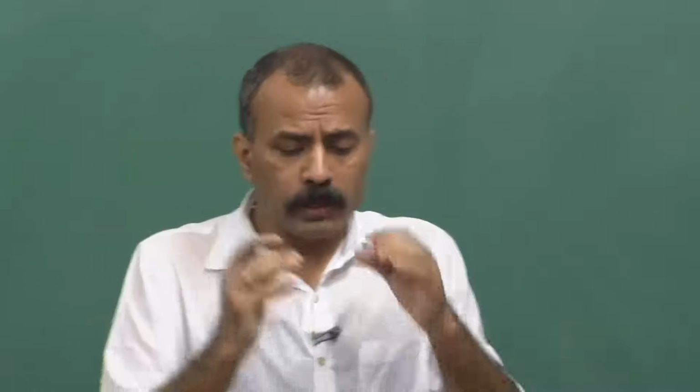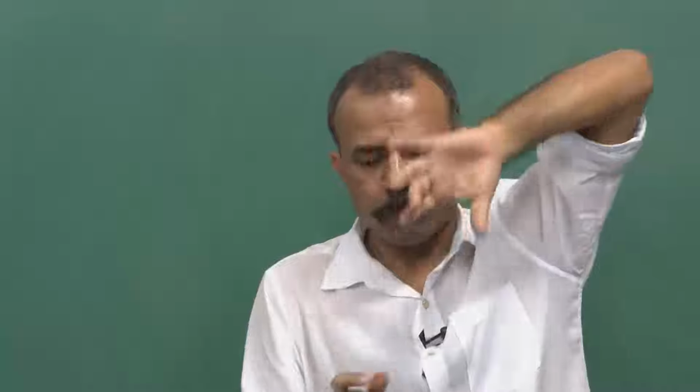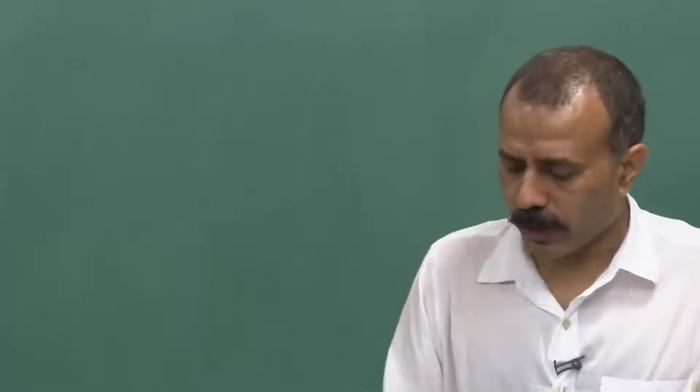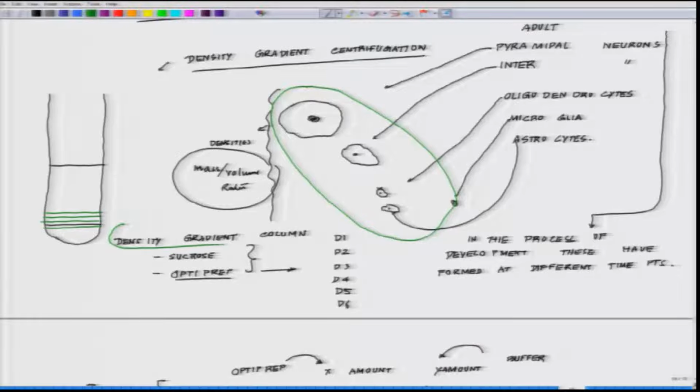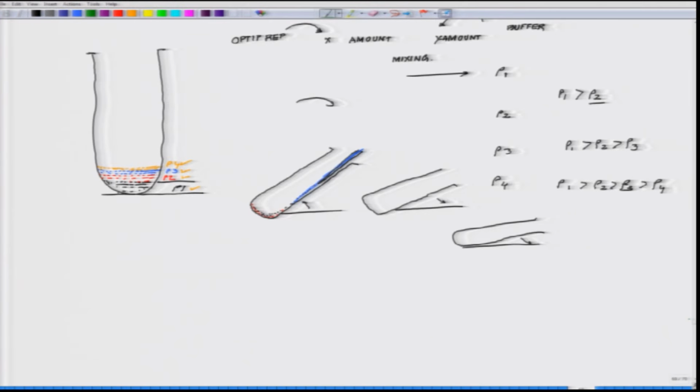So, on this density gradient column, what I asked you is that you make a density gradient column. And what is the density gradient column? This is the density gradient column we created now. On top of it, you have this dissociated cell suspension, a very, very thin layer on top of it. These are the cells which you want to separate out, and it has a mix of bigger cells, smaller cells, even smaller cells.